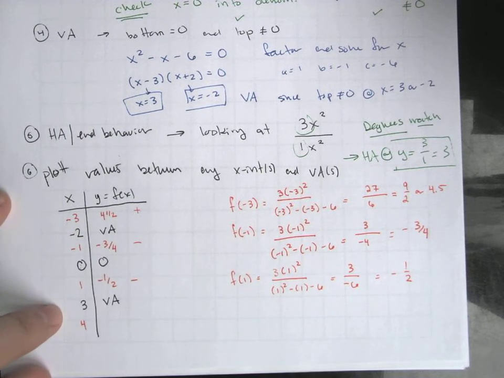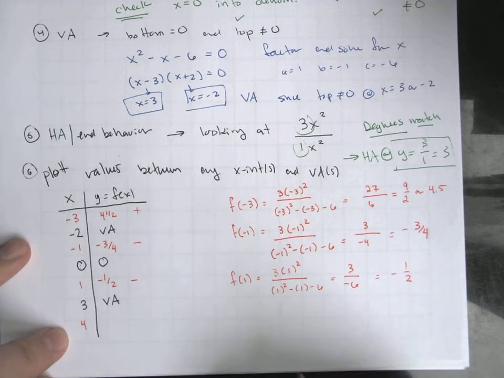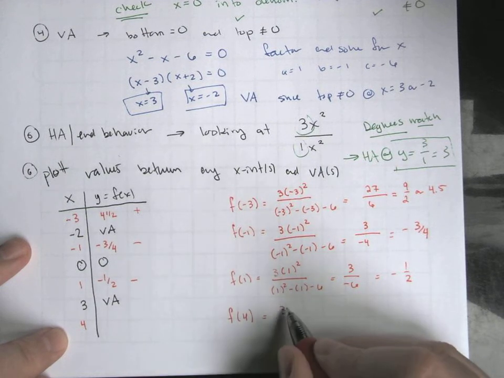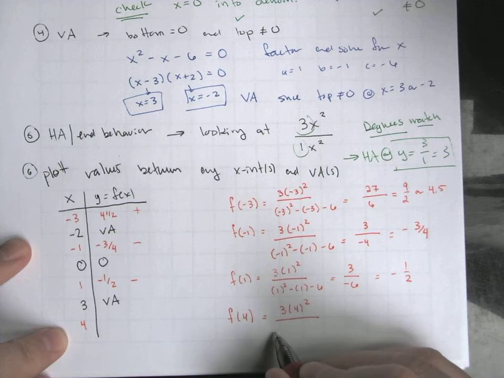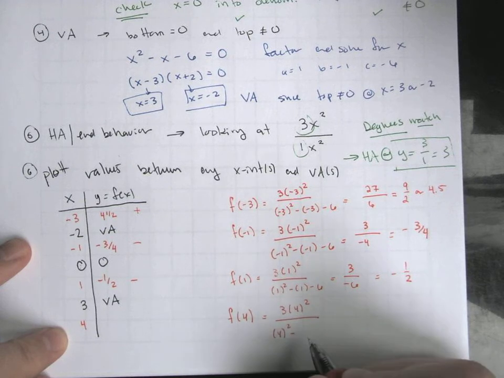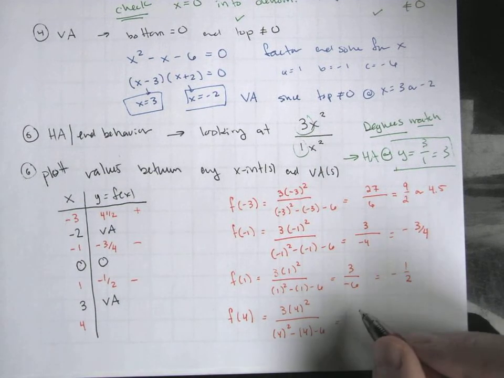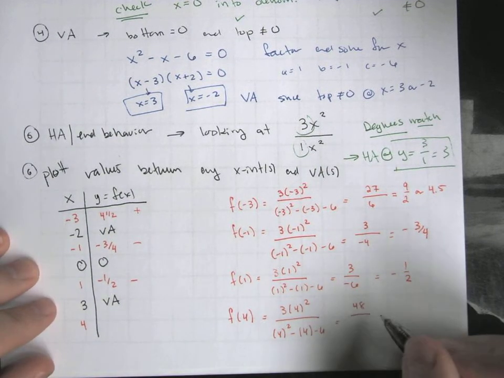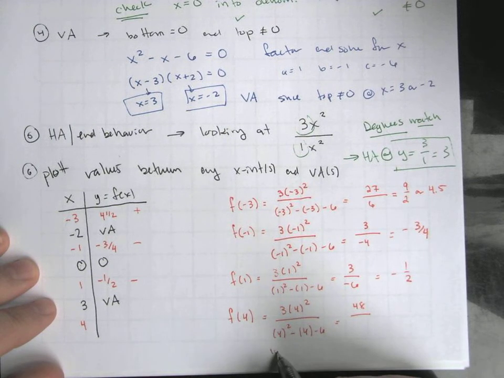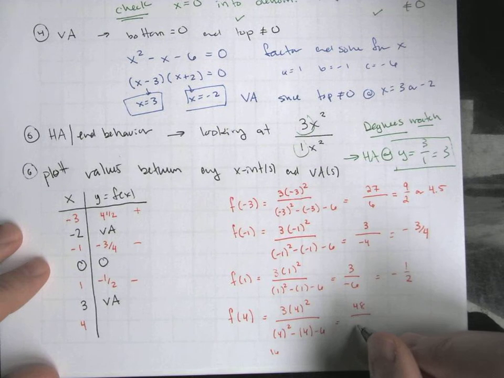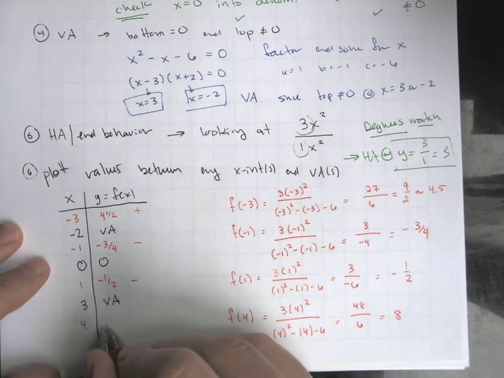So that section is going to be negative, and then beyond 3, so f of 4, 3 times 4 squared, minus 4 minus 6. This is going to be 3 times 16 is what? 48. This is 16 minus 4 minus 6, 16 minus 10. So 6. 48 over 6 is positive 8.